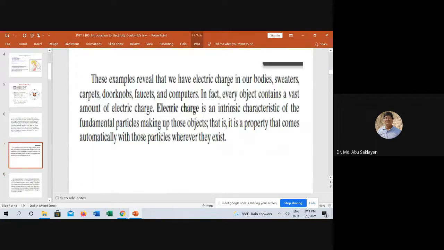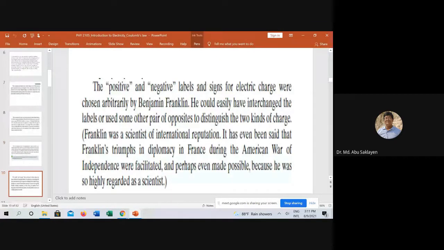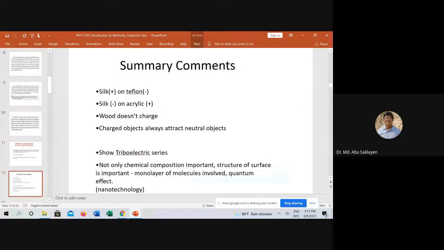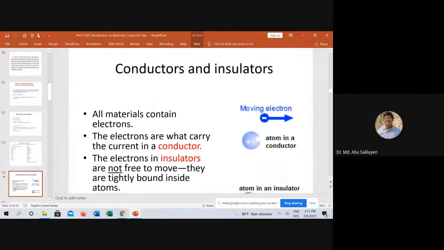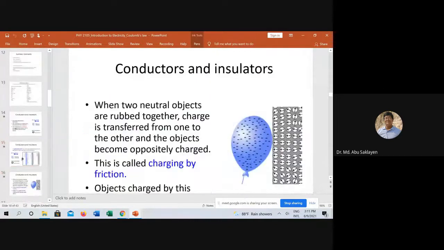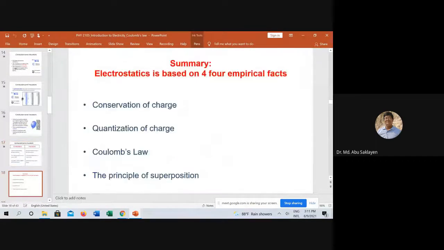And electrostatics is based on 4 fundamental facts. The 4 fundamental facts are conservation of charge, quantization of charge, Coulomb's law, and principle of superposition.